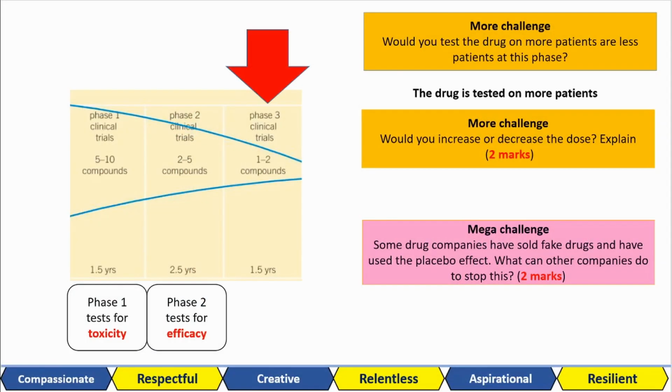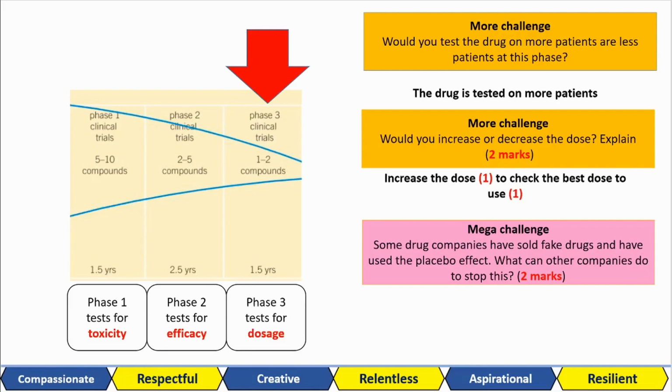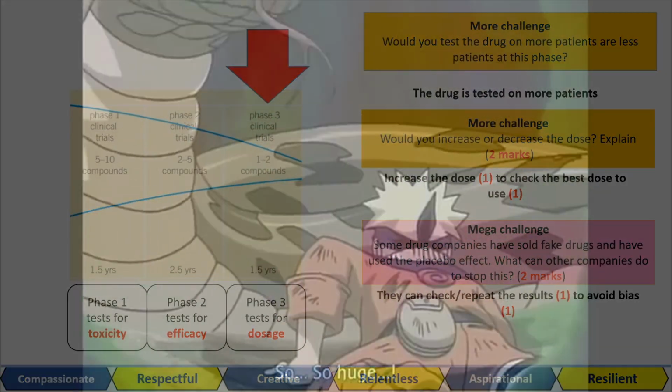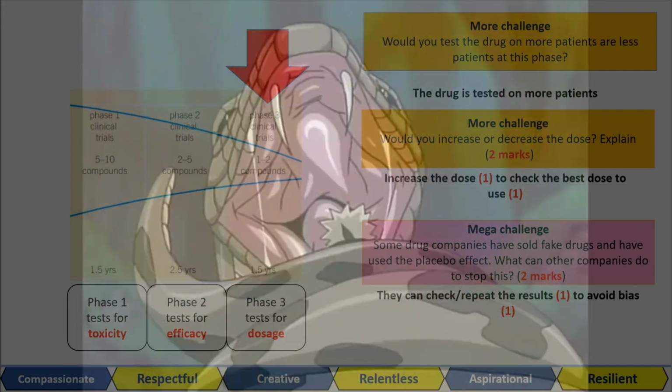In the third phase, we want to use more patients because it could have a negative effect on some patients but not on other patients. At this stage, we increase the dose so that we can see what the best dosage of the drug is. And finally, other companies should repeat the results to avoid biases from the drug company. This is very important because some of these drug companies move sneaky.